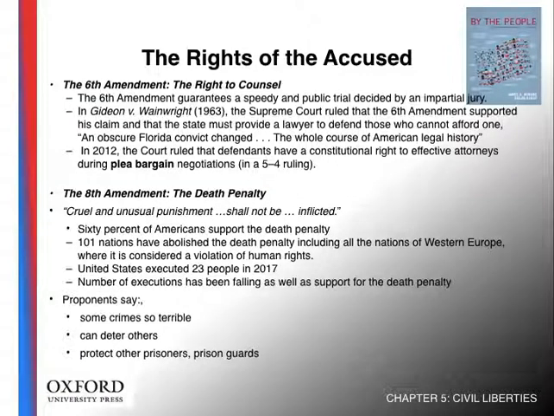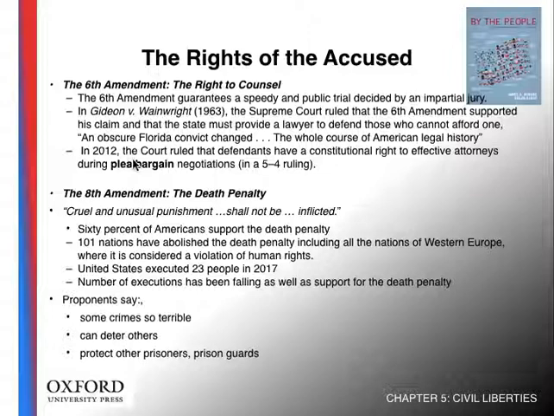The Sixth Amendment is the right to counsel. You have a right to a speedy and public trial. In Gideon v. Wainwright in 1963, the Supreme Court ruled that the Sixth Amendment supported his right and that the state must provide a lawyer to defend those who cannot afford one. So even though it says you have a right to a speedy trial, you also have a right to a lawyer, even if you can't afford one.